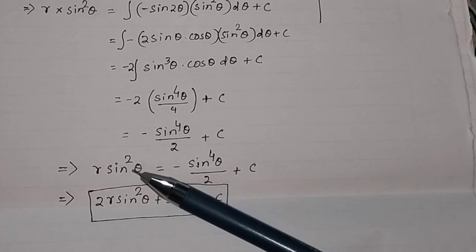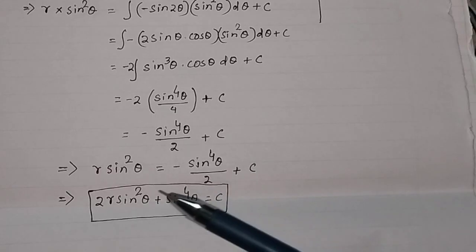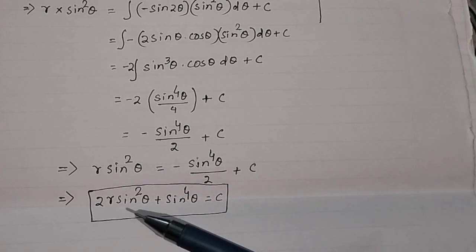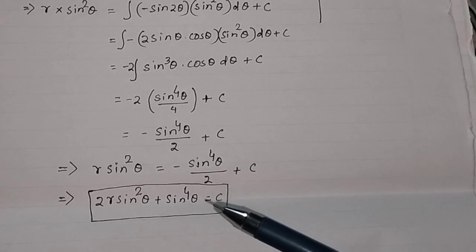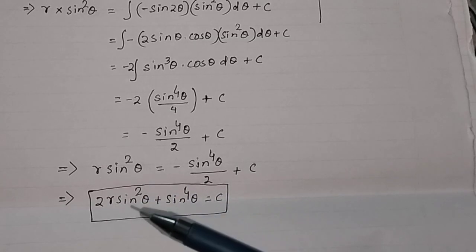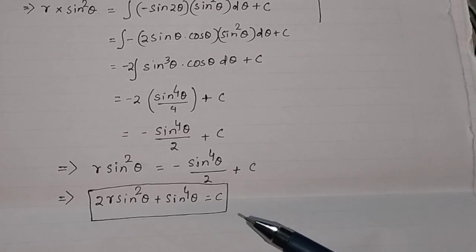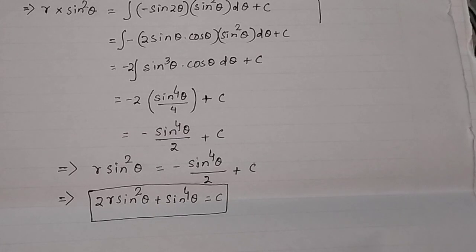So you can take sin square theta to the right hand side and write the solution for r, or you may write like this: you multiply here by 2, so 2r sin square theta plus sin 4 theta is equal to c. So in this way you can solve the equation for first order linear differential equation in terms of r and theta. Thank you.